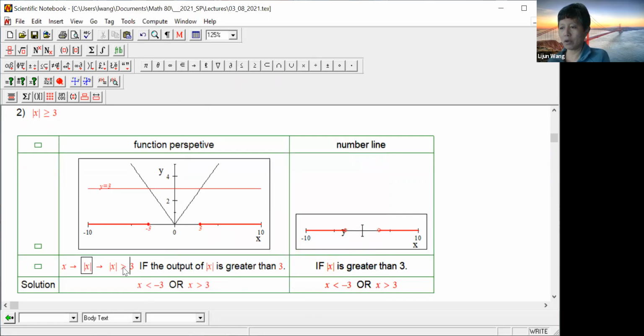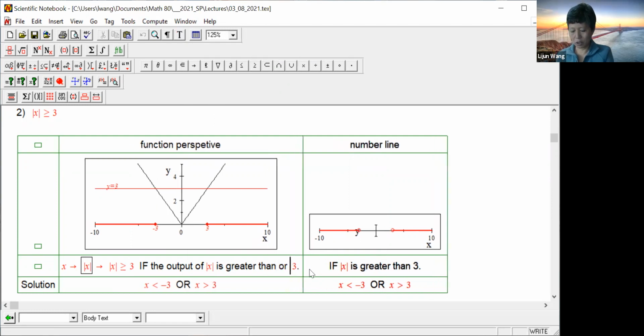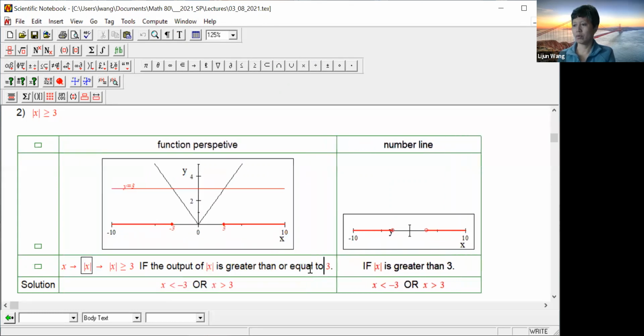So how will your solution look? Greater than or equal to 3. And the solution will be less than or equal to -3, greater than or equal to +3. You follow me? And the other one, same thing, greater than or equal to 3.